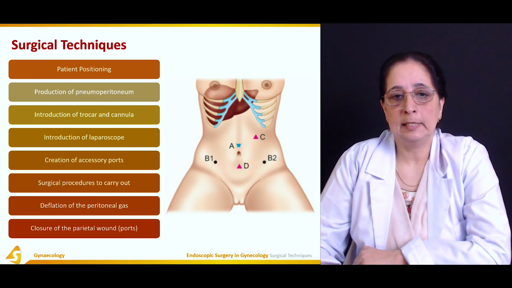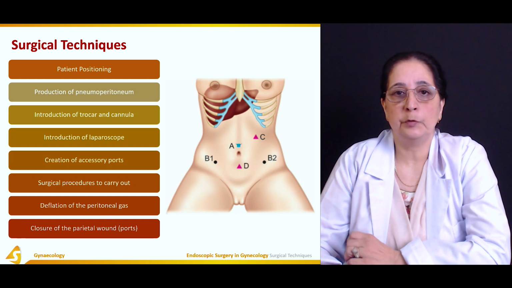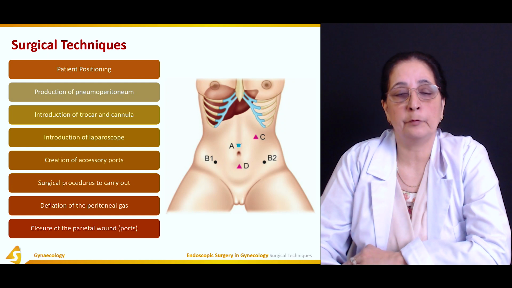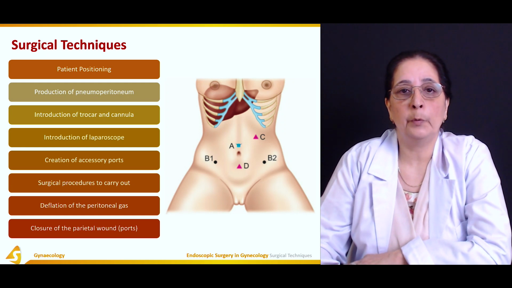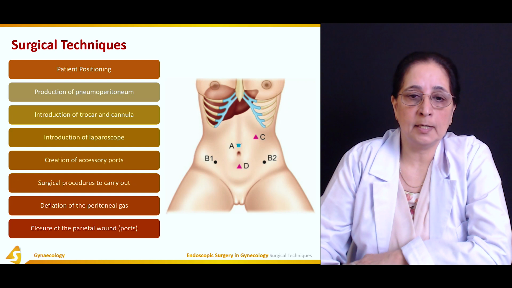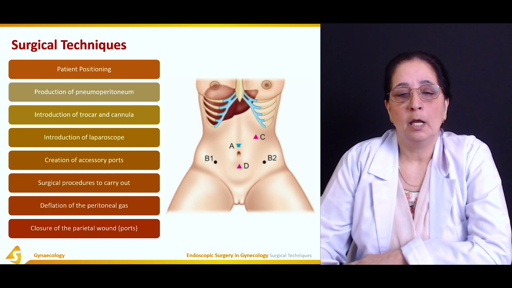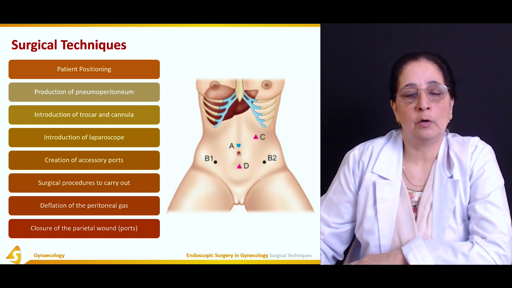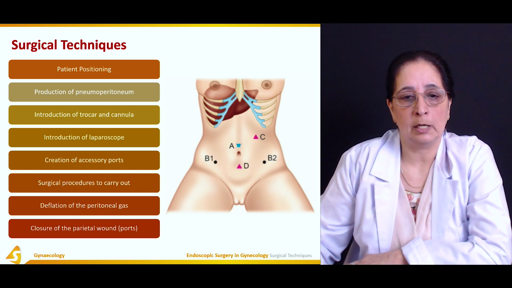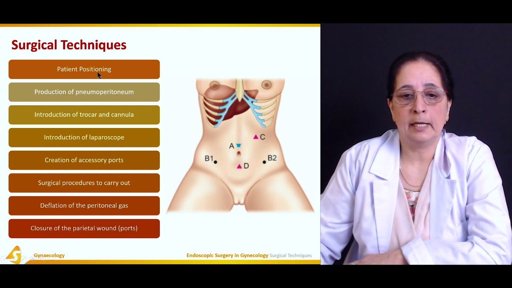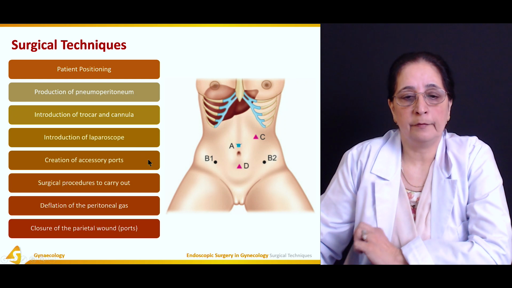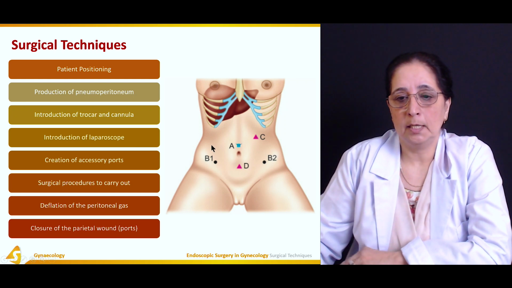For surgical techniques, patient positioning is important, and then the next step is production of pneumoperitoneum. So air is introduced into the peritoneum, and after that there is introduction of trocar and cannula, and then through that, introduction of laparoscope, creation of accessory ports. These are the accessory ports here.